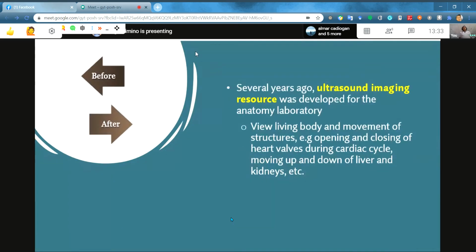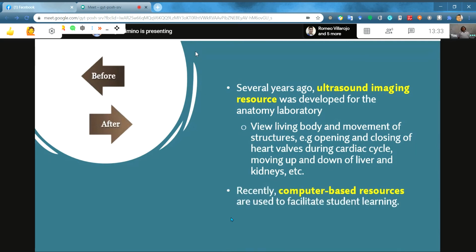Okay, so several years ago, an ultrasound imaging resource was developed for the human anatomy laboratory. Ultrasound can view the living body and the movement of structures. An example would be the opening and closing of the heart valves during the cardiac cycle, the moving up and down of the liver and kidneys, and other organs.